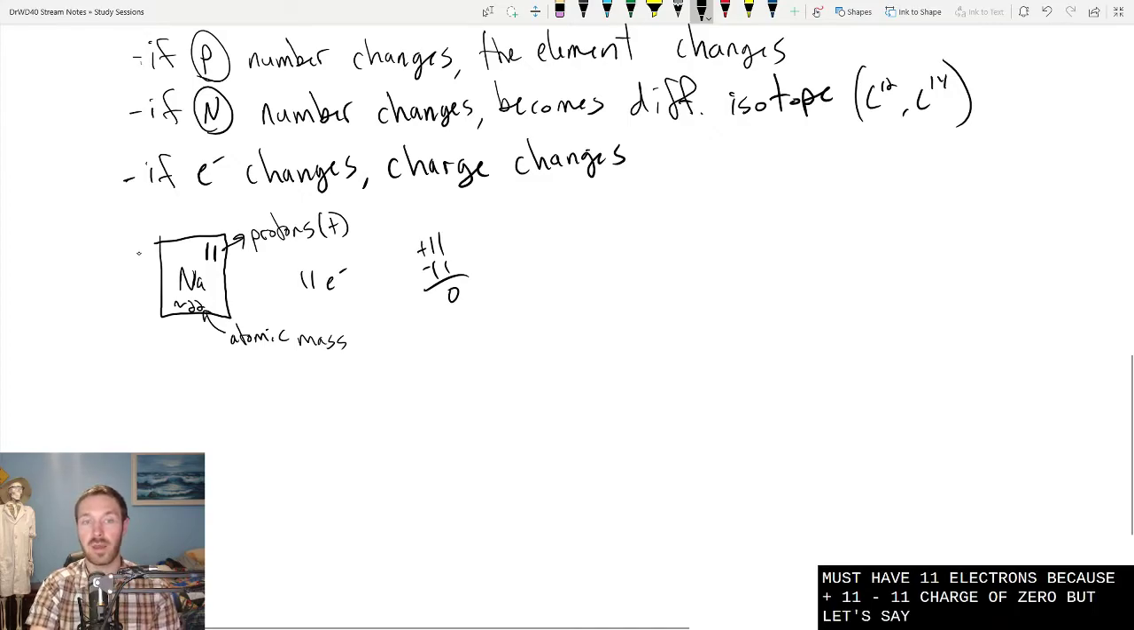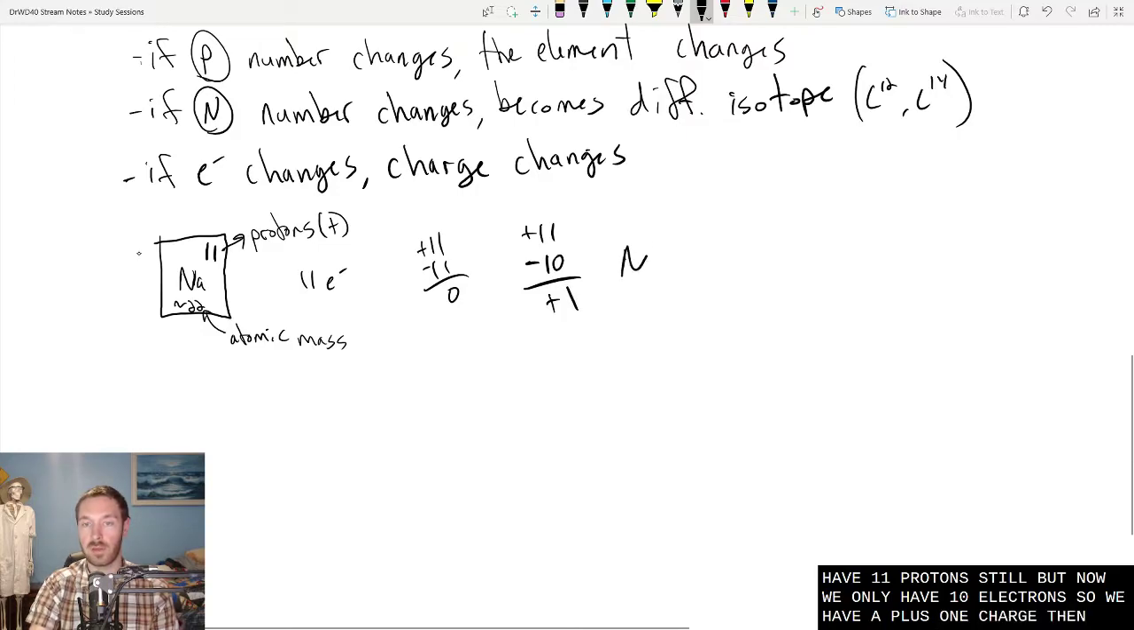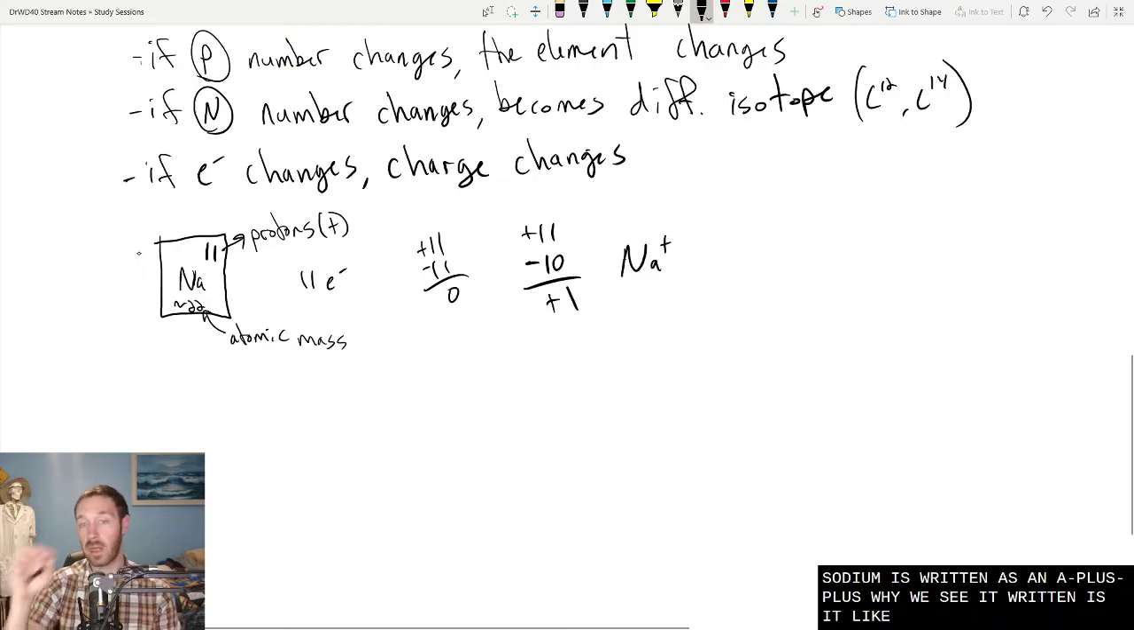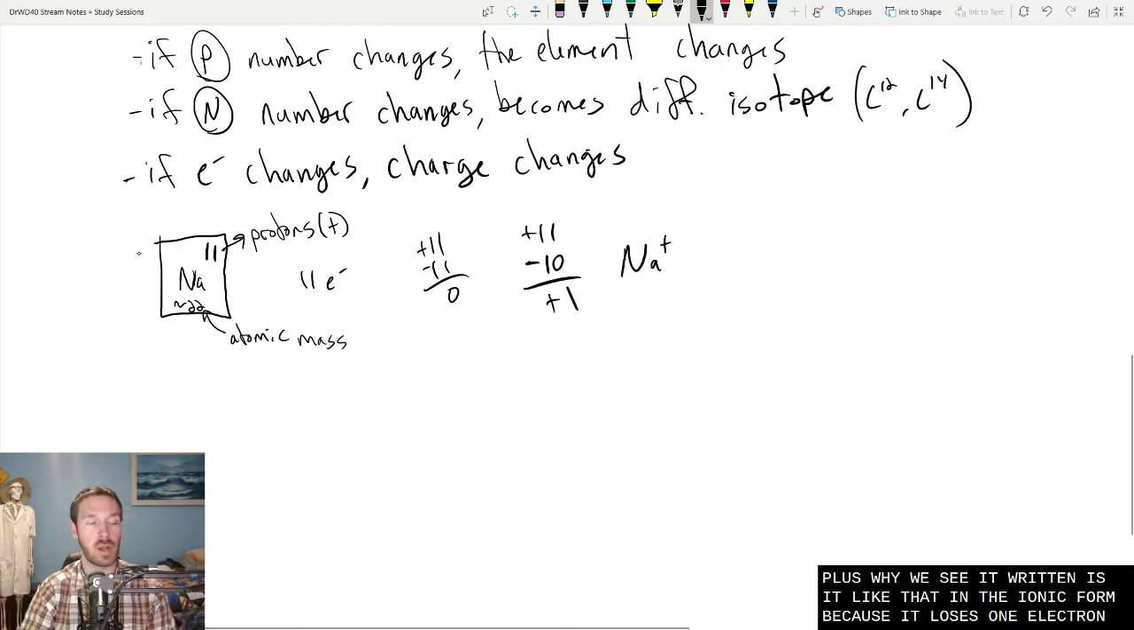But let's say we remove 1 electron. When sodium forms an ionic bond, an electron is transferred from sodium to chlorine. In that case, sodium loses an electron, and now we still have 11 protons, but only 10 electrons. So we have a plus 1 charge. Sodium is then written as Na+. That's why we see it written like that in ionic form, because it loses 1 electron.